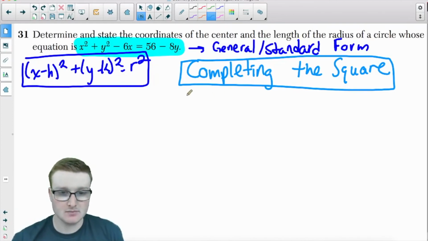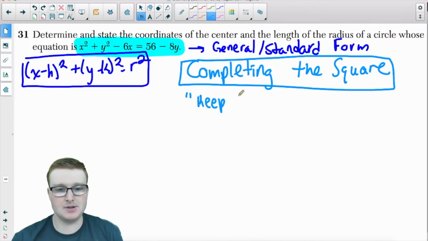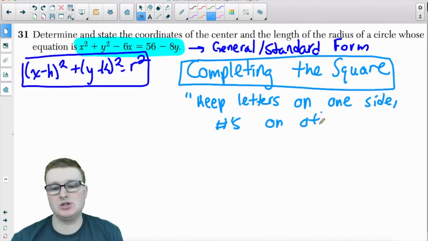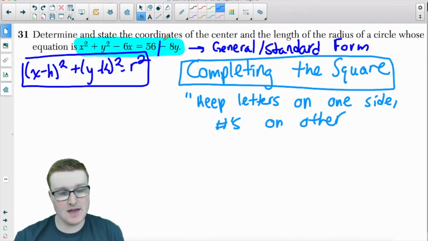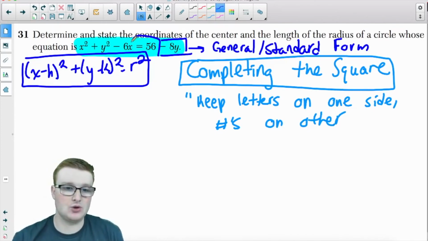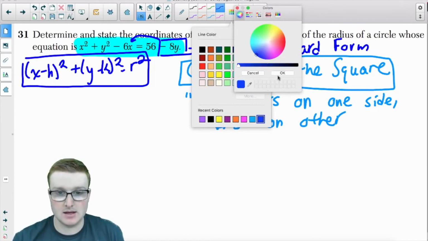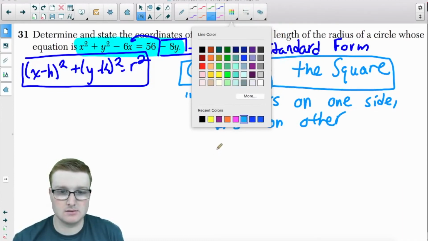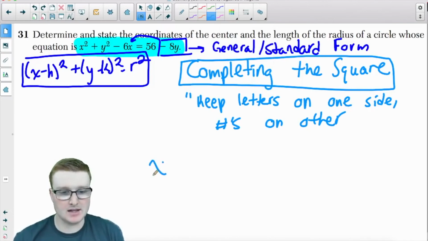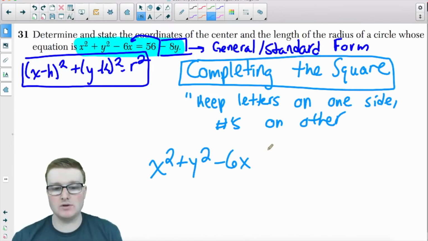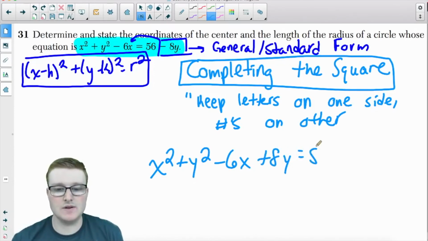So completing the square. I always tell students, keep letters on one side, numbers on the other. So what we've got to do is take that negative 8y, which is bugging me, and move it over there. So this immediately becomes the following. This becomes x squared plus y squared minus 6x. Move that negative 8y over. This becomes positive 8y equals 56.